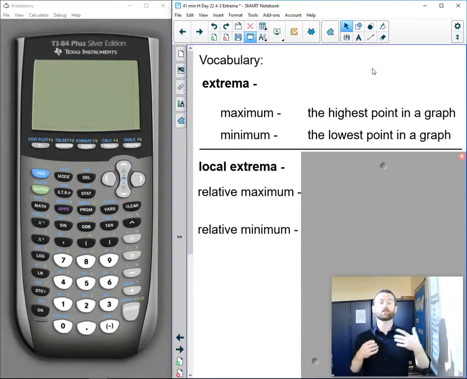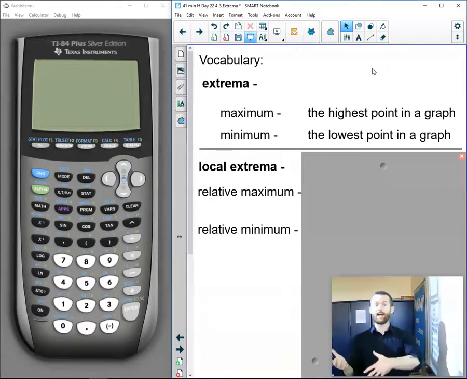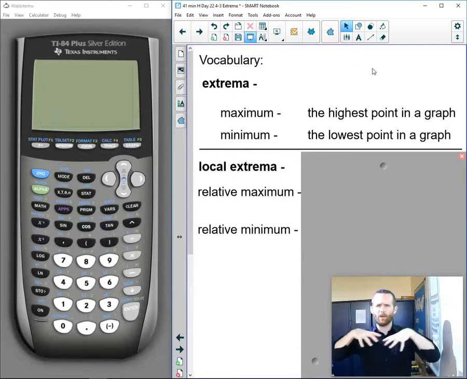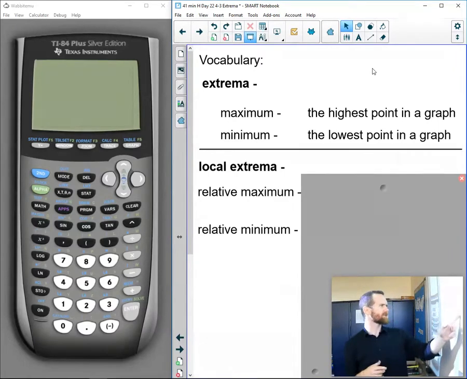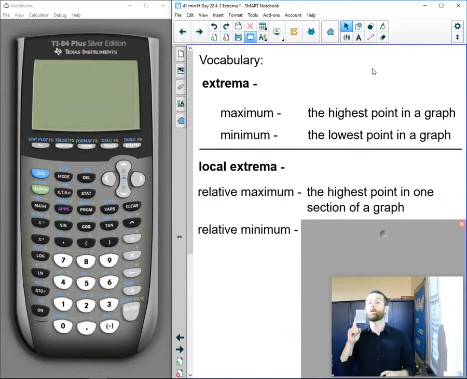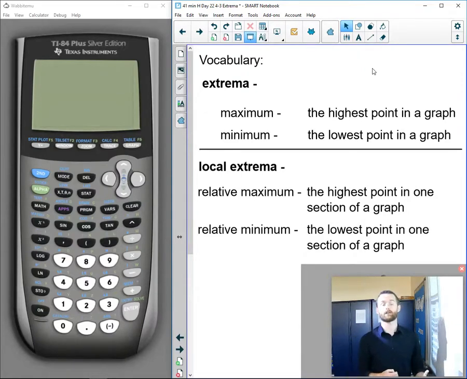So if we're ever asked to find the extrema of a function, that could be the maximum values or the minimum values. Right? So just keep that in mind. Now local extrema, so it's the same thing, extrema, but now we're talking local extrema. Well, if we think about what the word local means, in a local area, that's in one sort of section, one area. So not the whole graph, but maybe a smaller section of it. And that's exactly what a relative maximum is. So go a little bit further. It's the highest point in one section of a graph. And the relative minimum is the lowest point in one section of a graph.